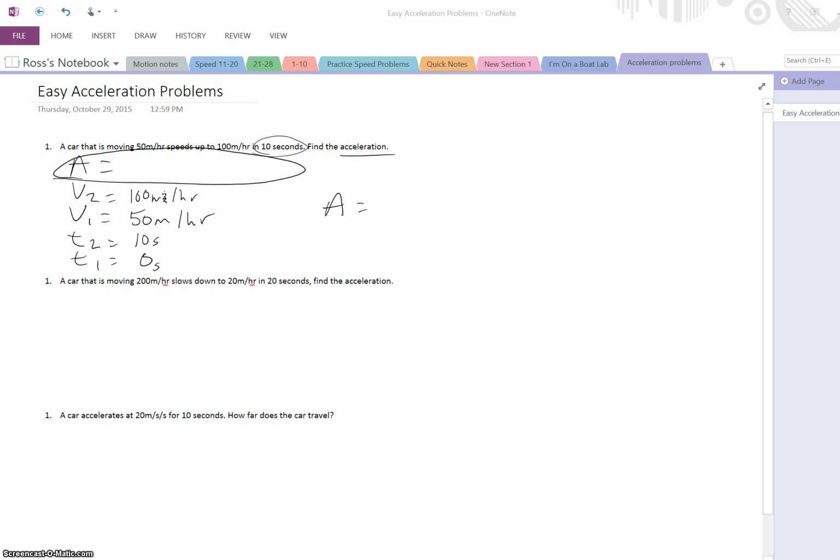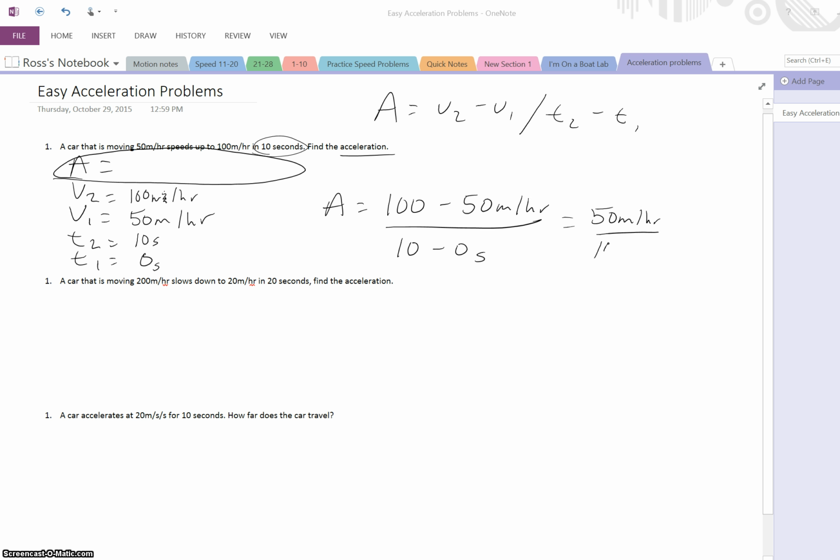A equals, here we'll put the equation over here, V2 minus V1 divided by T2 minus T1. So A equals 100 minus 50 meters per hour over 10 minus 0 seconds. So that'll give us 50 meters per hour divided by 10 seconds equals 5 meters per hour per second.